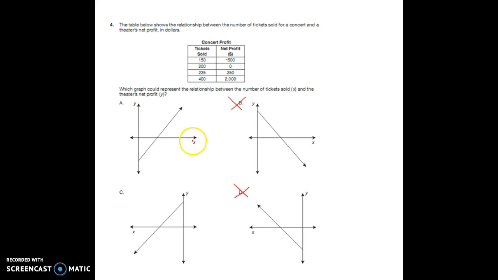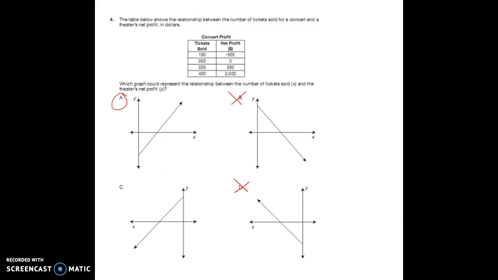Okay? A starts at 0 for the y-axis, so if I sell 0 tickets, I'm not going to make a profit at all. I'm going to have just the expenses incurred. For C, this looks like it's negative X values. So I'm selling negative tickets, which really doesn't make sense. So you really have to know how to read the graph and know which is the positive and which is the negative. So A is the correct answer for this one. I hope you got that one. That one wasn't too bad, but you had to know how to interpret the graph a little bit.